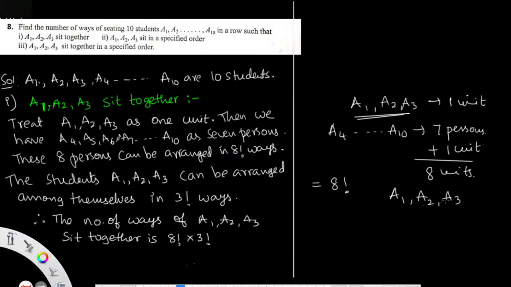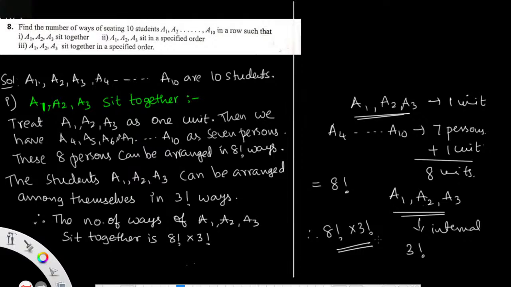It is 6 ways: 1, 2, 3; 1, 3, 2; 2, 1, 3; 2, 3, 1; 3, 1, 2; 3, 2, 1. Like this, how many can we get? 6 ways. That should be 3 factorial. So it can be done among the internal arrangement of these. There are 3 members, so that is 3 factorial. Therefore, the total arrangements are 8 factorial into 3 factorial.